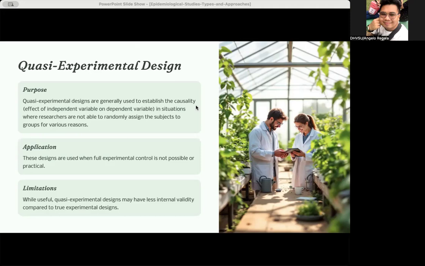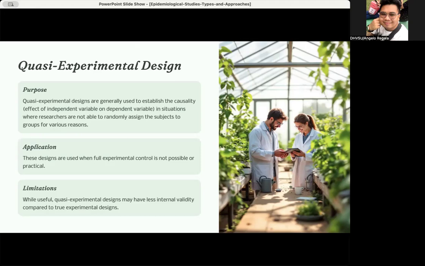Okay, so there are two types of randomized or experimental studies. The first one is the quasi-experimental. A quasi-experimental study is generally used to establish causality, the cause and effect, in situations where researchers are not able to randomly assign the subjects to groups for various reasons.